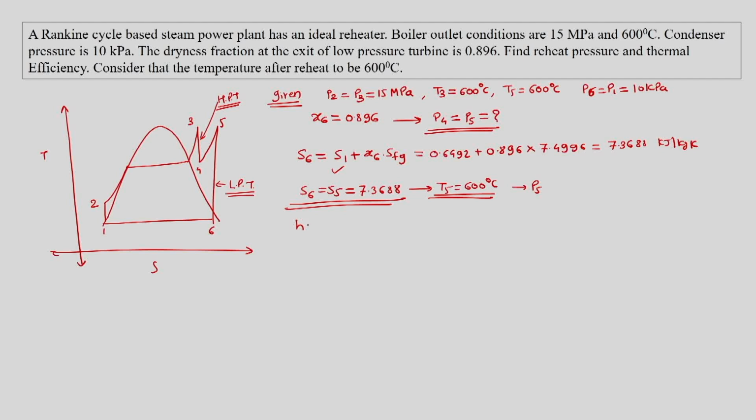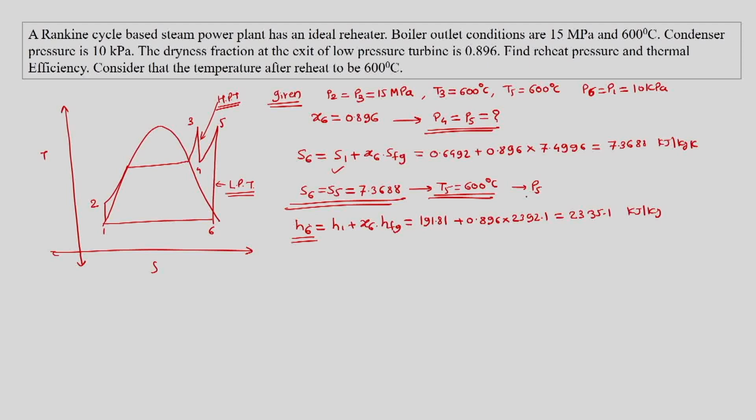So we can do that. Similarly, knowing this, we can find out H6. H6 is equal to H1 plus X6 into HFG. So it is 191.81 plus 0.896 into 2392.1, and we get H6 as 2335.1 kilojoule per kg. So we can get this from these known quantities.